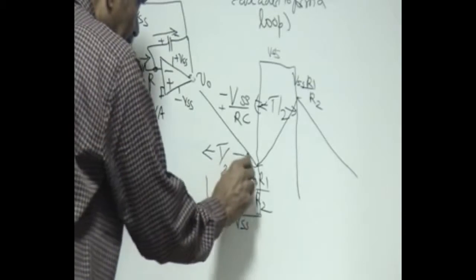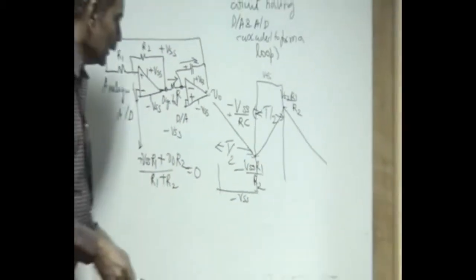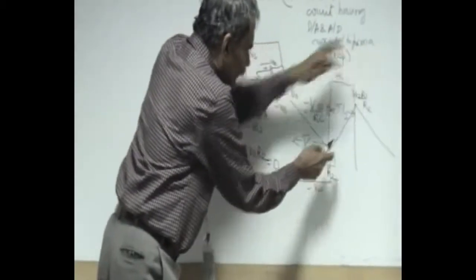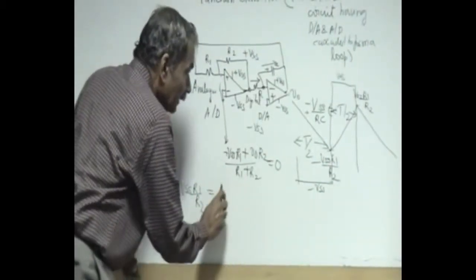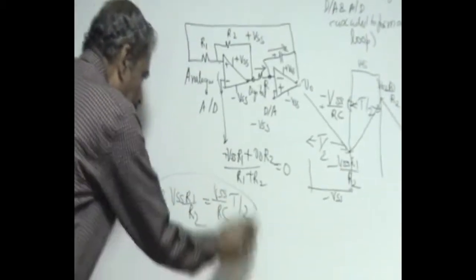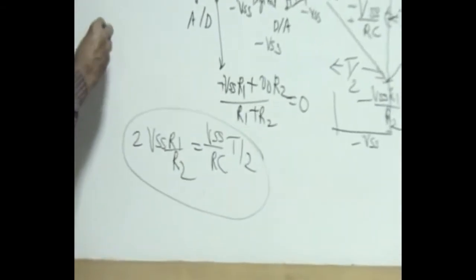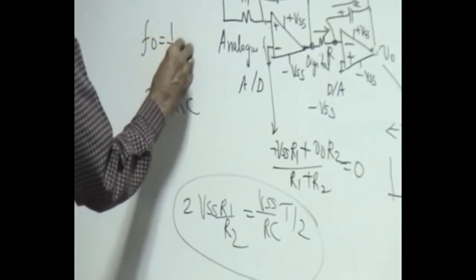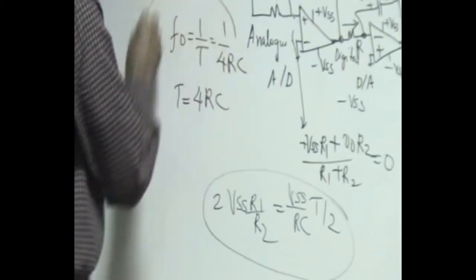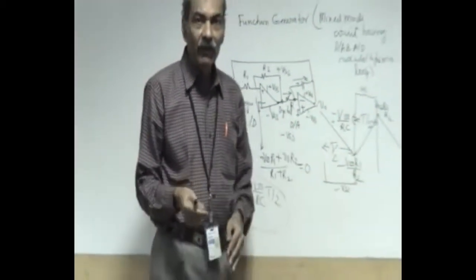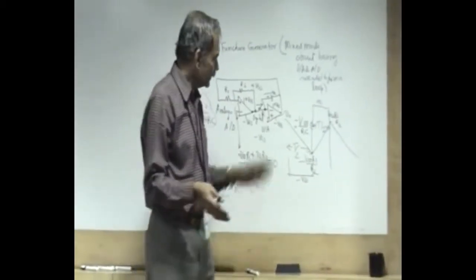Charging and discharging occur at the same time constant, and therefore the time taken to cover a voltage of twice VSS into R1 by R2, that is the total voltage swing, is within a time T by 2 at a rate VSS by RC. So this gives us the time period as 4 RC, or the frequency as 1 over the time period, 1 over 4 RC.